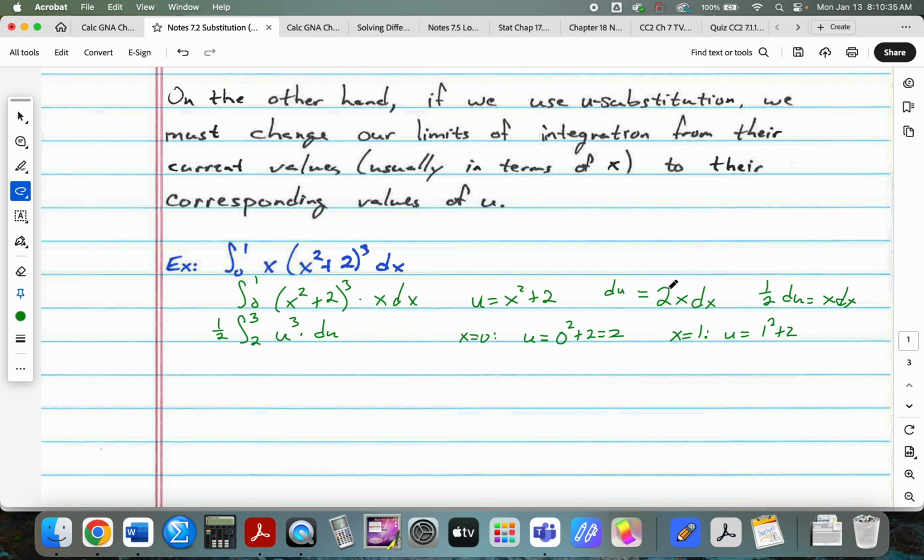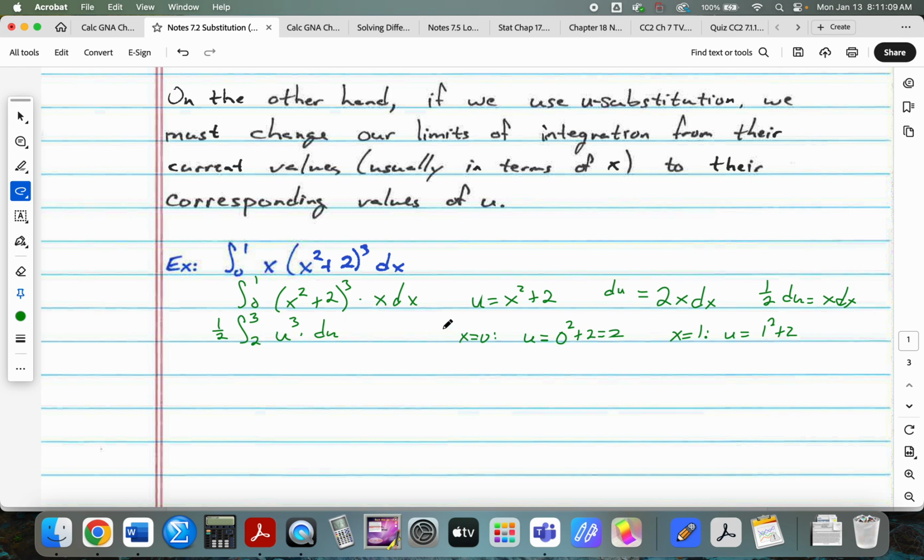This is similar to a question that appeared on the AP exam several years ago. They had this, and they said, if you let u be equal to x squared plus 2, what is the resulting integral? And it was something like this. Okay, you had to correctly find this new coefficient, correctly have the integrand was u cubed, although almost nobody missed that part. And you had to have that the limits of integration were from 2 to 3.